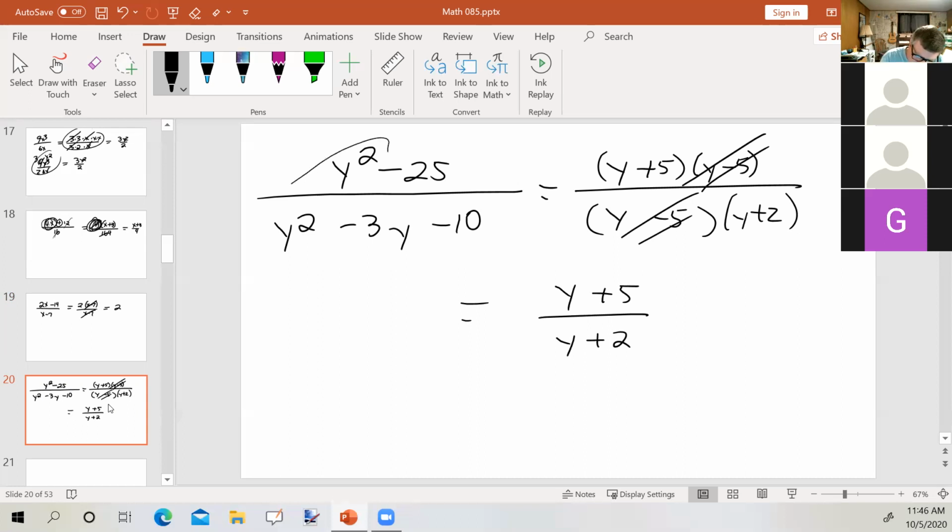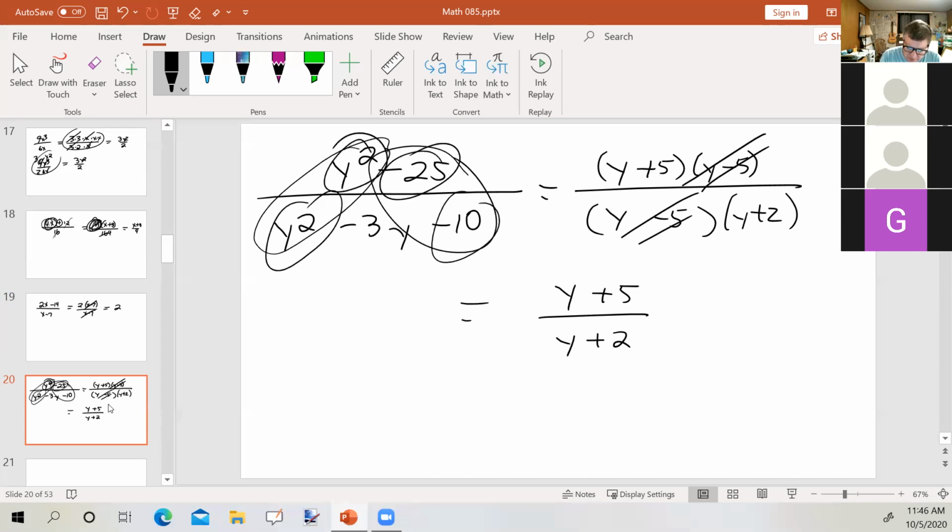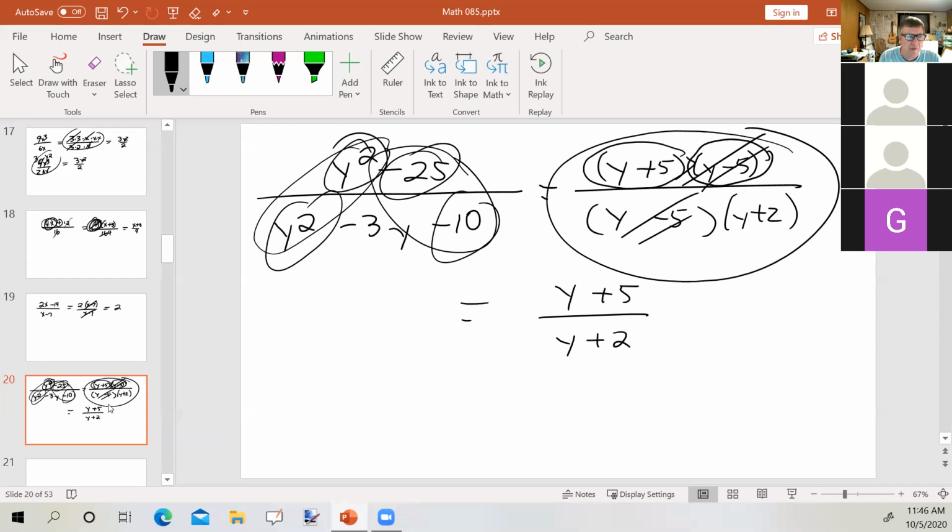So you can't reduce those. This is a term, this is a term, this is a term, this is a term. But over here, all of this is a factor of the entire numerator. All of that is a factor of the entire numerator. All of that is a factor of the denominator, etc. So those common factors can be reduced out.